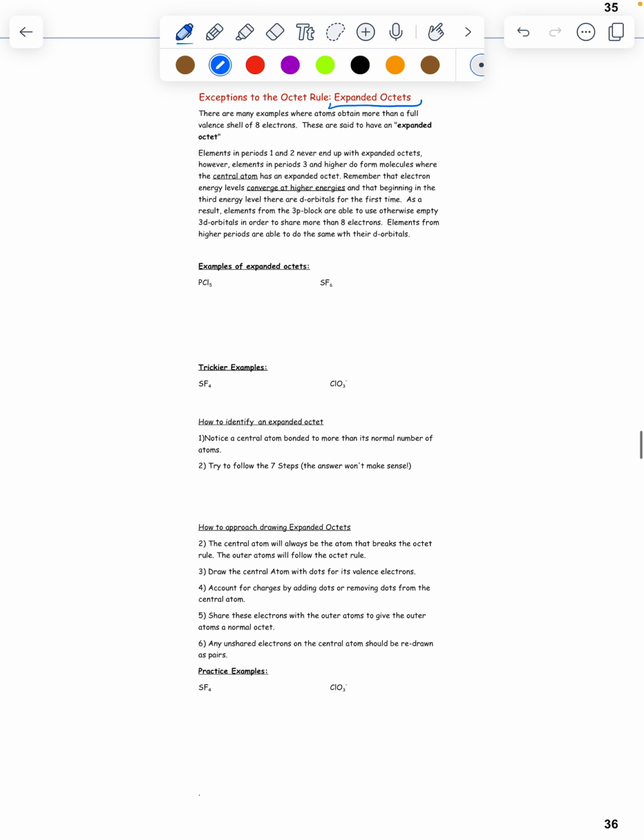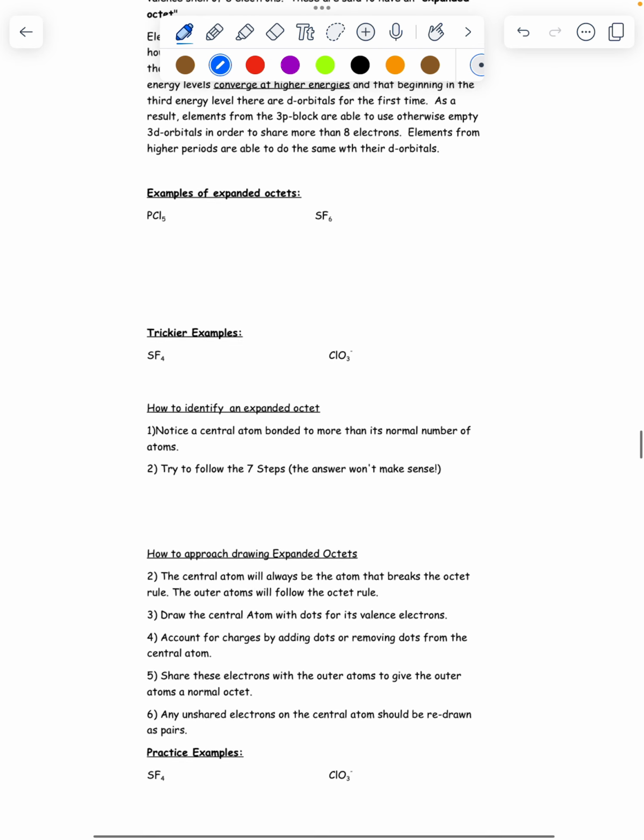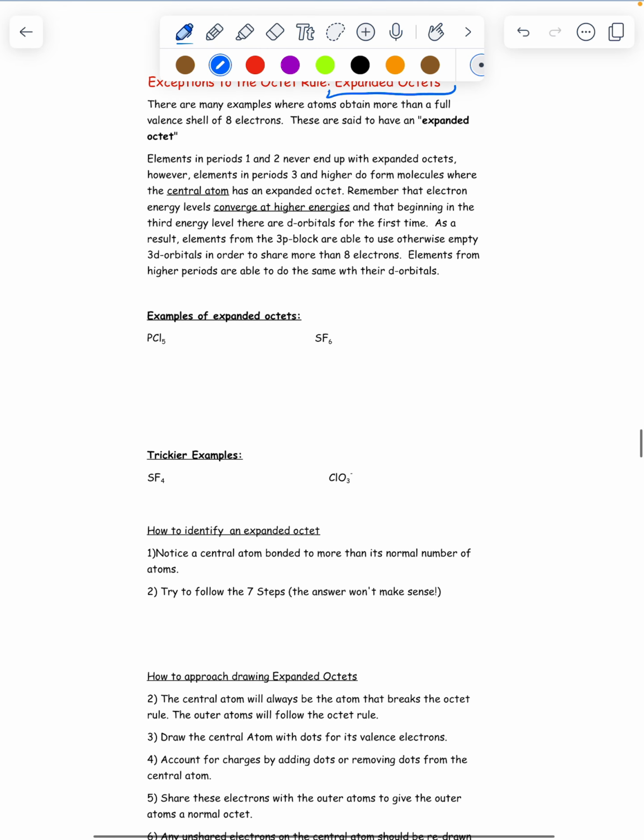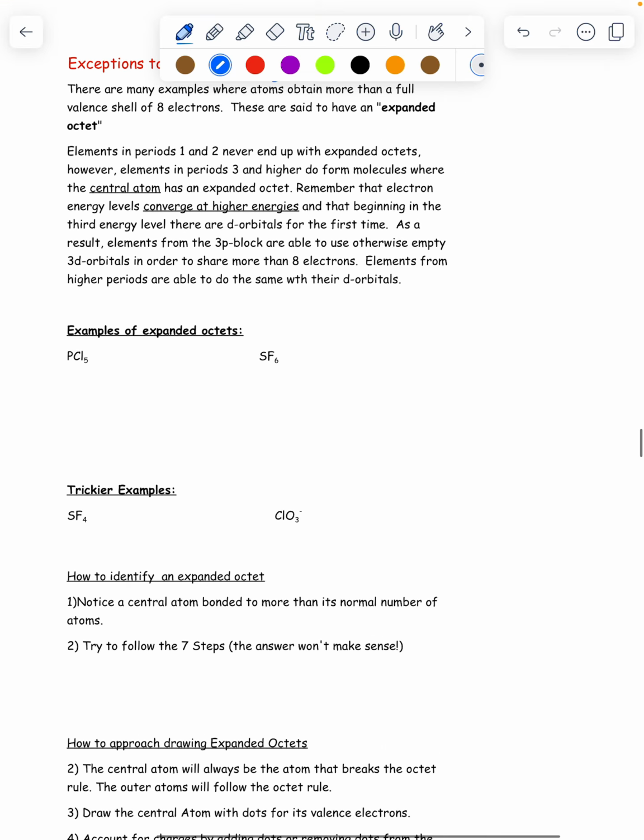So this kind of goes in the other direction, and we see molecules and polyatomic ions that will end up sharing electrons in such a way that they have more than 8 electrons. Now, the reason why this is possible goes back to electron configurations and also hybridization. This is an HL topic, by the way.